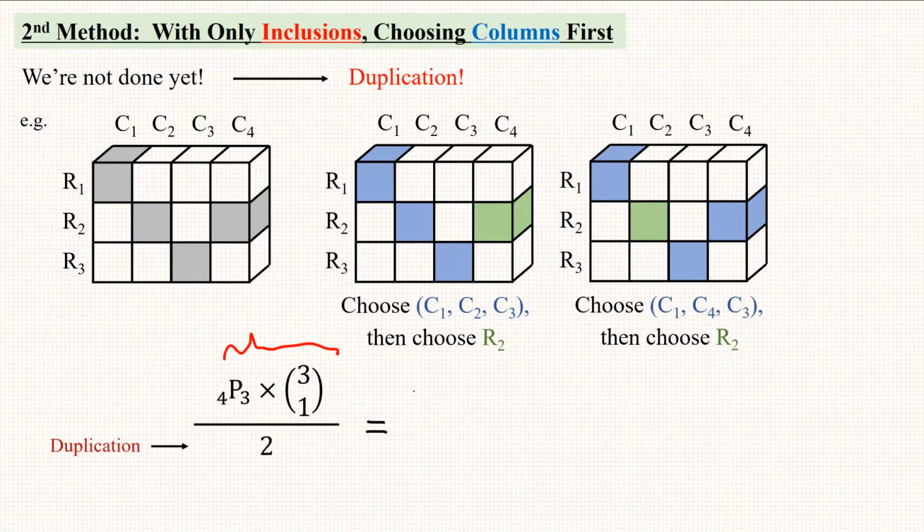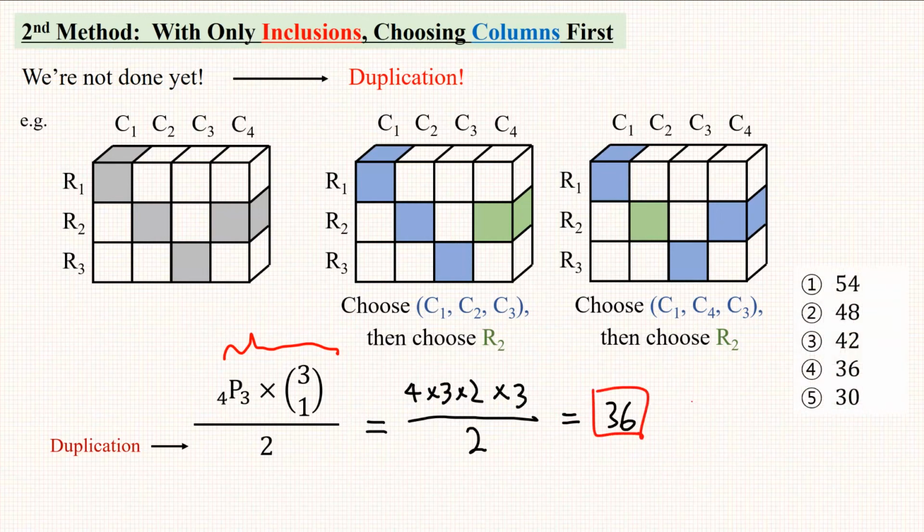So we have 4 permute 3 is 4 times 3 times 2, and then 3 choose 1 is just 3, and we divide this entire thing by 2, so we have 36. Therefore, if we take a look at the given choices, we know that the correct choice is 4. Alright, now we will take a look at the third method, and it says with exclusions this time.